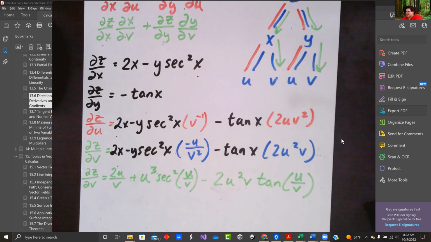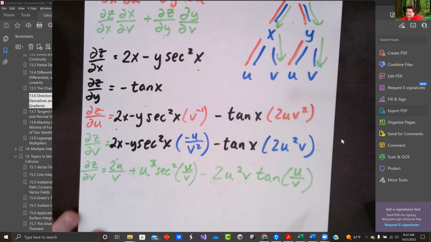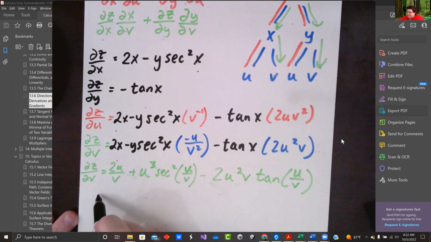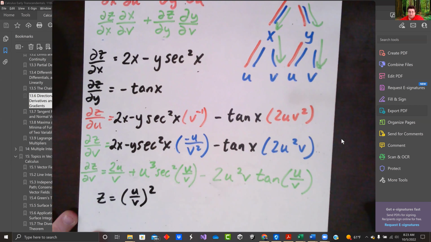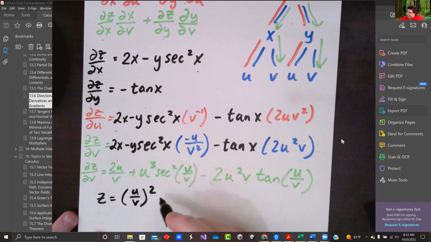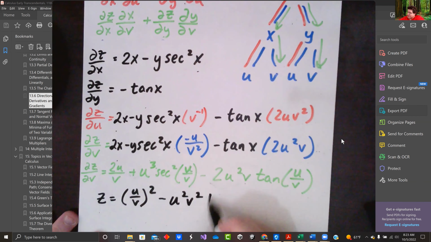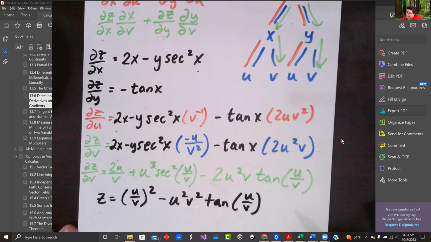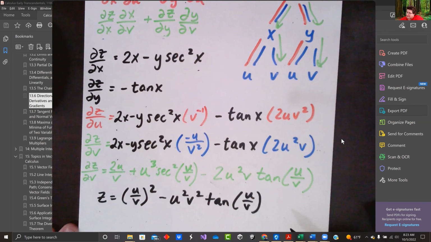But if you're given the time to check your work, you could always technically check it by going back up to the top and substituting in what X and Y were in the beginning. So we had X squared, which is U over V squared. And then I had minus Y, which is U squared V squared. And then I had tangent of U over V. And you could do dz dv without a chain rule at this point.